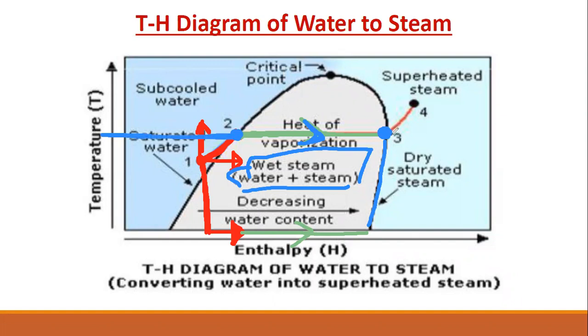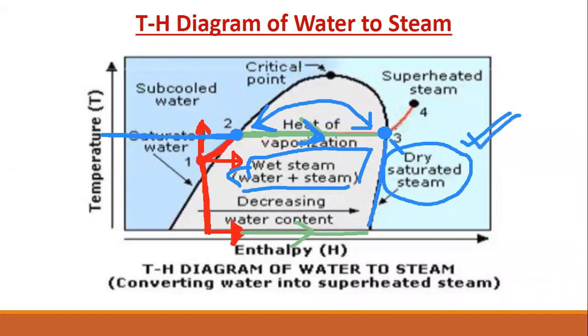Okay. So point three is known as dry steam, the dry saturated steam. Why? Because here all the water particles have converted to steam. So that's why it is known as dry steam. So point two to three is the wet steam region. But when all the water particles become steam at point three, and the temperature is the same as the boiling point at point two, this steam is known as dry steam.